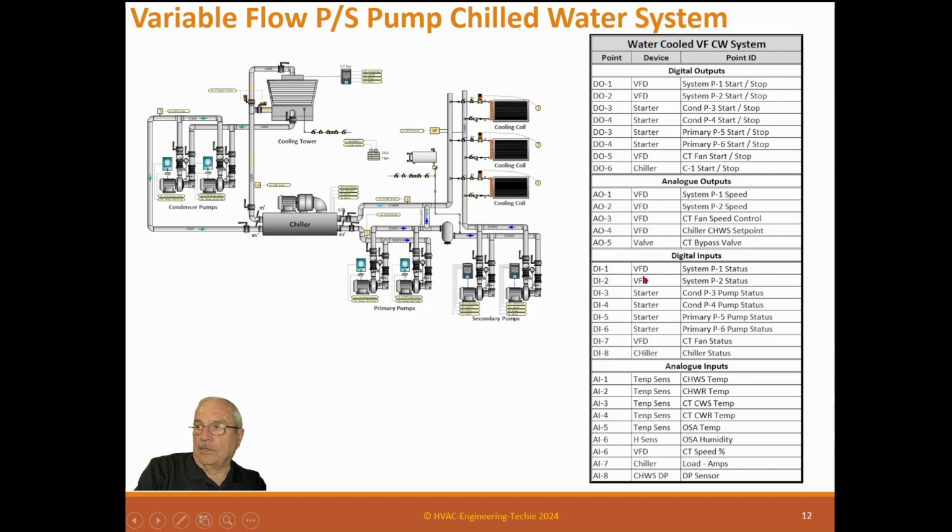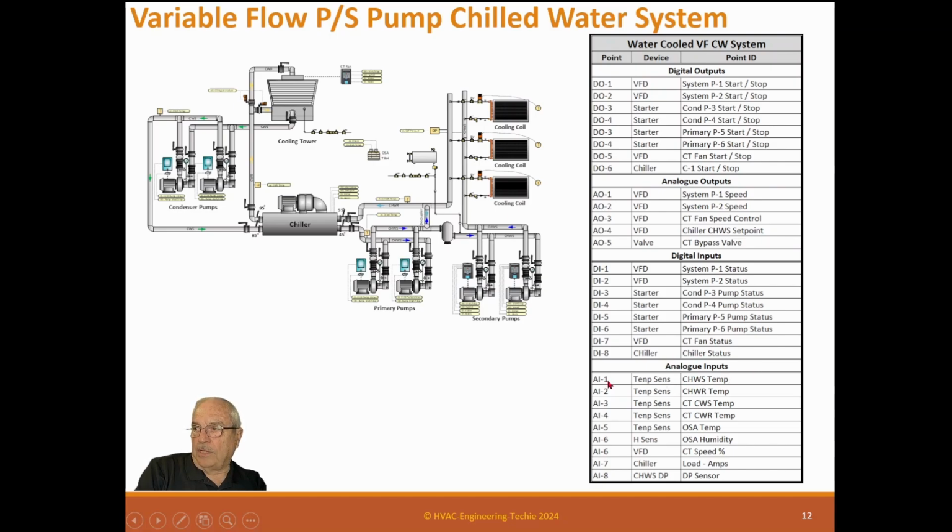Digital inputs, we have system pump P1, P2 statuses, and we have DI3 and DI4, which is condenser pump 3 and 4 status. We have DI5 and DI6, which is primary pump status. And we have DI7, which is the cooling tower fan status. We have DI8, which is a chiller status.